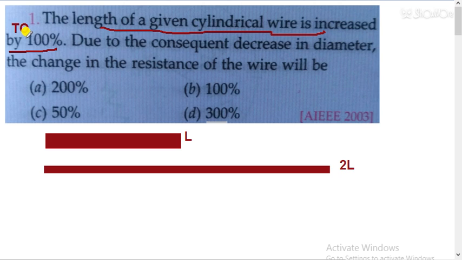Due to a corresponding decrease in diameter, he has said that the diameter will decrease. Obviously, if the length is L and the area is A, then on increasing the length to 2L, the area will be decreased by a factor of 2, because the volume we have to keep constant. So the volume is L into A. To keep L into A the same, if the length is twice, the area will be half.